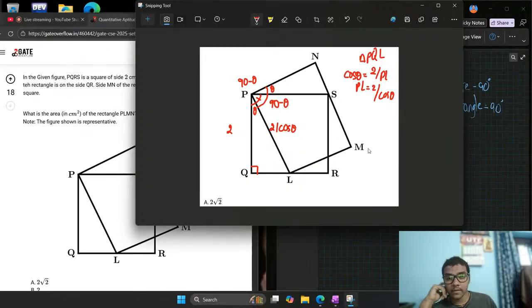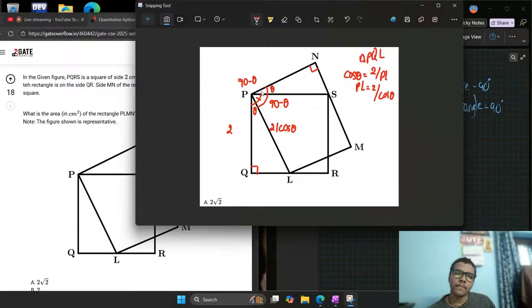Similarly, you need this one. So where can you find this one? This length. Which triangle is covering this length? Maybe this triangle. Can you do anything with this triangle? You know this is 90 degrees. What is the other triangle that you are supposed to consider? This is 90 degrees, so this is a right angle triangle. And this is theta.